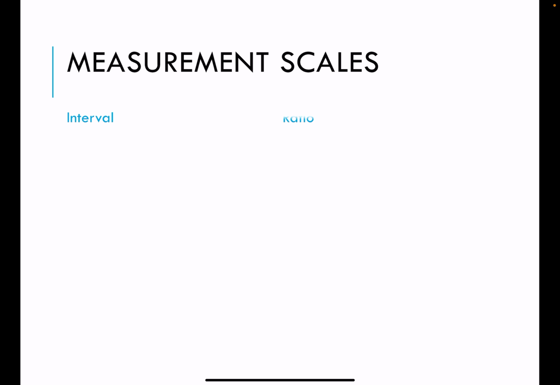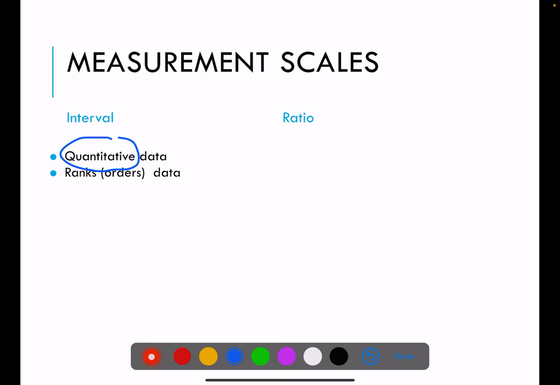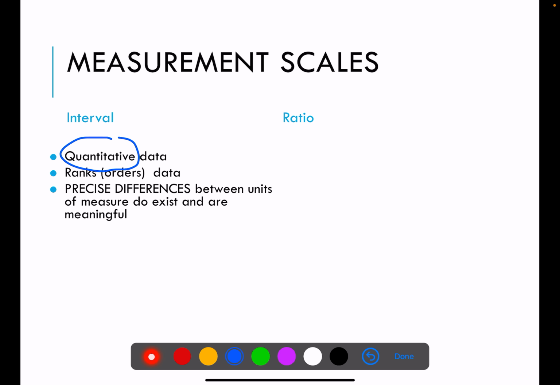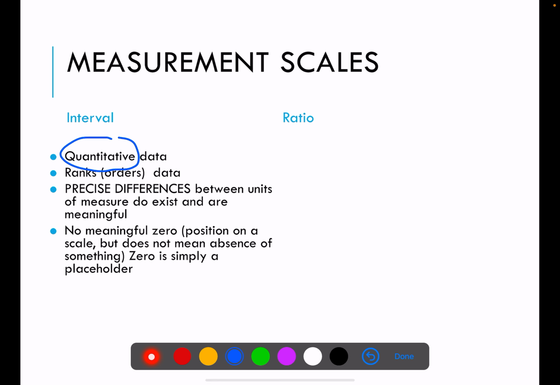The next two are interval and ratio. Now those we can perform calculation on, and they are usually quantitative data. It has ranks or orders, and precise differences between units of measure do exist and are meaningful. The only difference is there's no meaningful zero position on a scale, meaning zero does not mean absence of something. Zero is simply a placeholder.